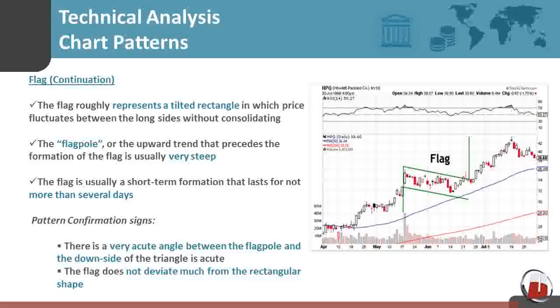Pattern confirmation signs. There's a very acute angle between the flagpole and the downside of the triangle. The flag does not deviate much from the rectangular shape.